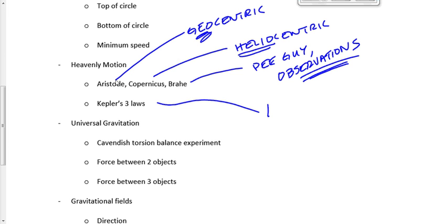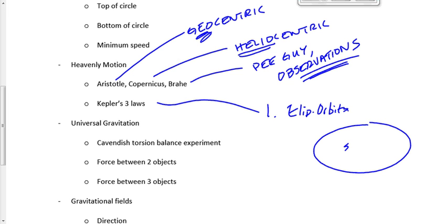There was, first of all, the law of elliptical orbits. The Earth revolves in an ellipse around the sun. There's 2 focal points. The sun is at one of those focal points.